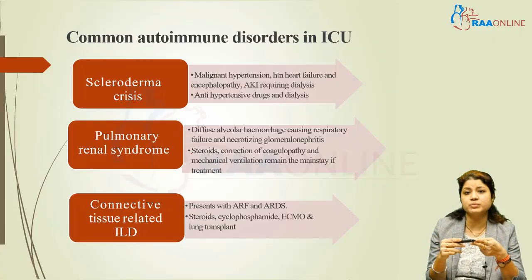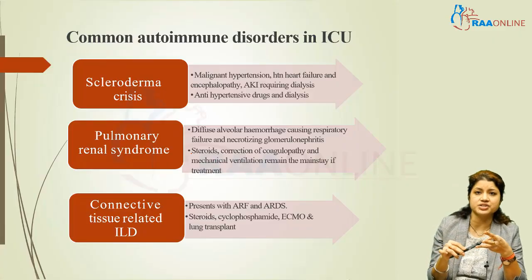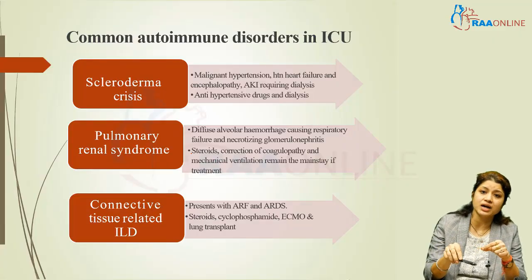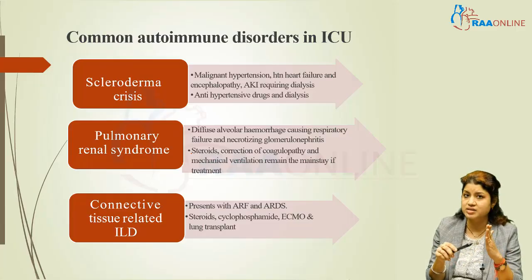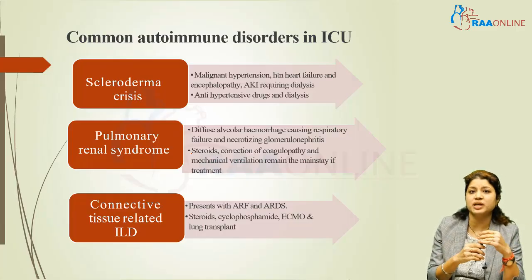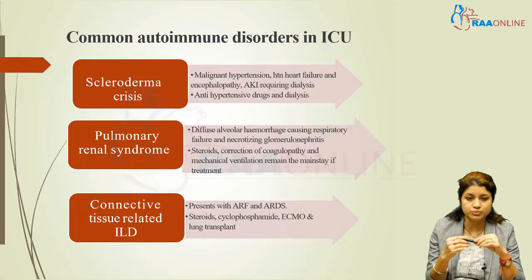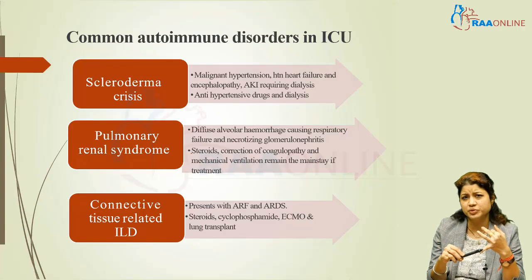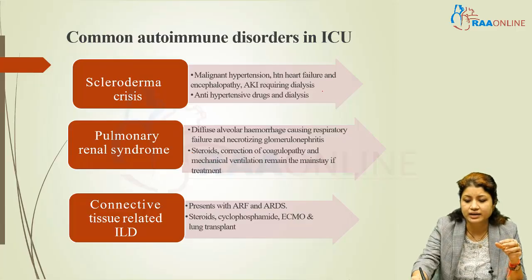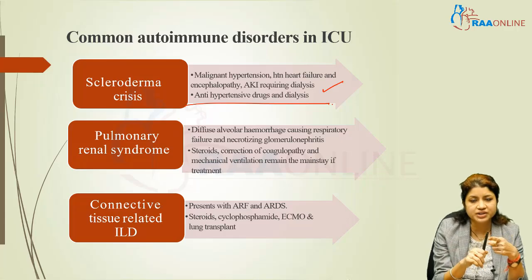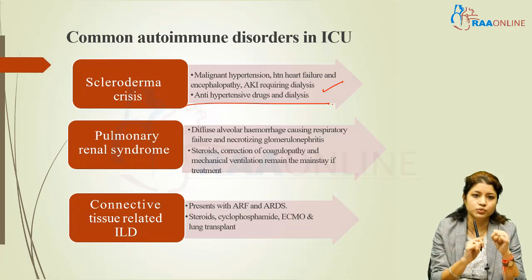Can there be a scleroderma crisis? Why this malignant hypertension? Can this malignant hypertension be the cause of the heart failure? Then what is the reason for this essential hypertension? There is something wrong with this primary hypertension, and the root cause of it has to come out. Obviously, most autoimmune disorders present with AKI requiring dialysis. So management here is mostly managing your hypertension and giving organ support.